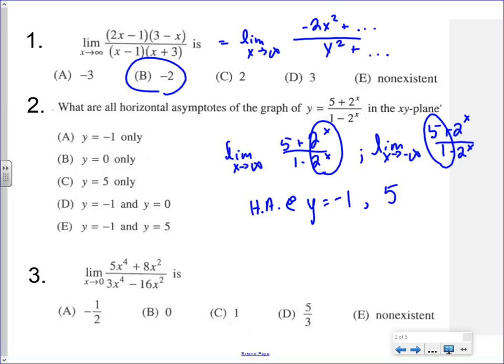But wouldn't you have felt really good answering A if you kind of knew how to do it? AP at its finest.